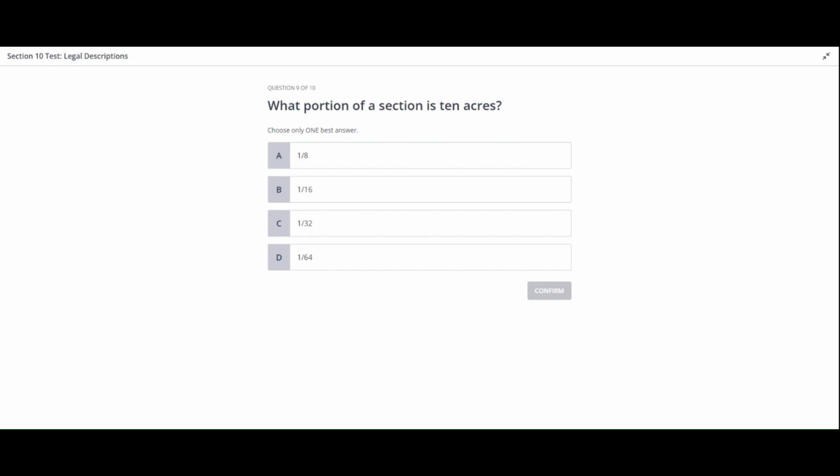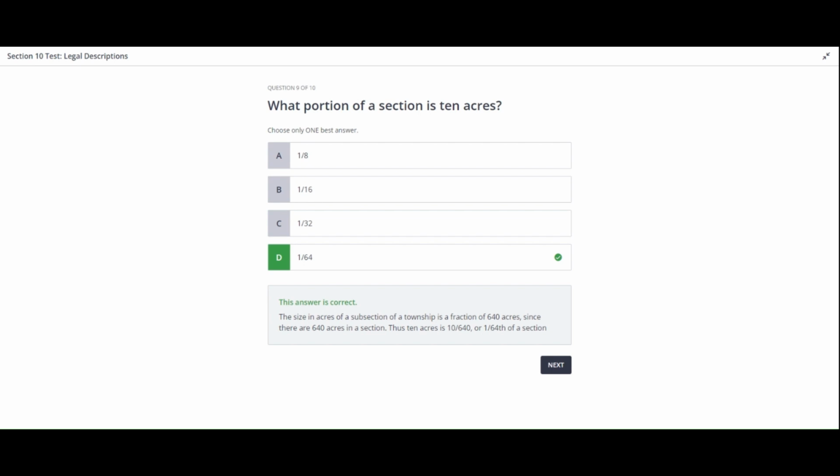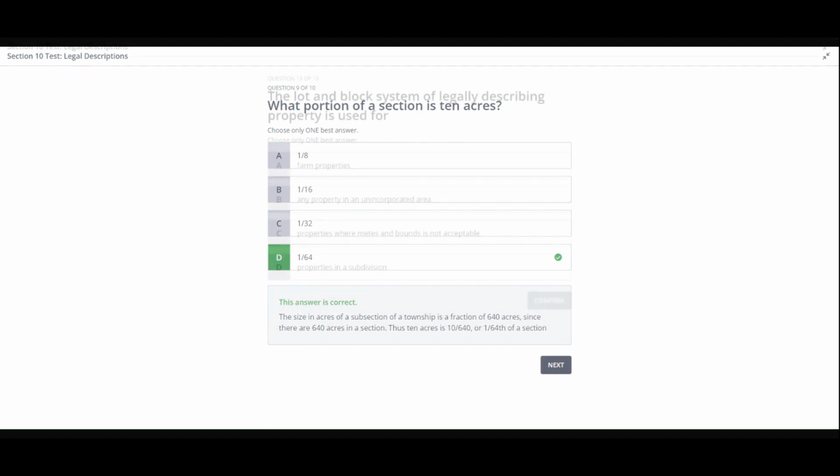Alright, let's find out what portion of a section is 10 acres. And the correct answer is option D, 1/64. The size in acres of a subsection of a township is a fraction of 640 acres, since there are 640 acres in a section. Thus 10 acres is 10/640, or 1/64 of a section.